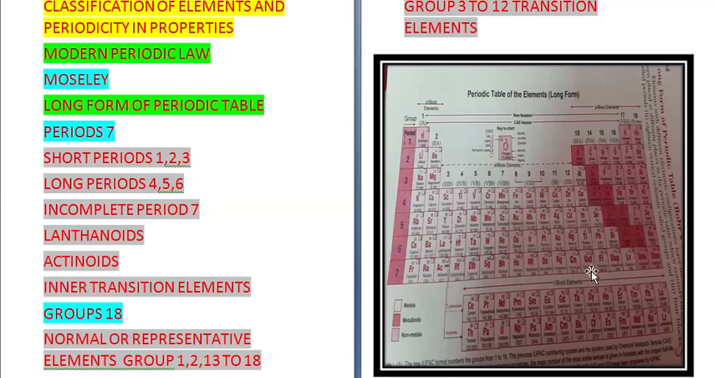According to this, there were 7 horizontal rows. See, 1, 2, 3, 4, 5, 6, 7. 7 horizontal rows, 18 vertical columns, and there were 4 blocks. These 7 horizontal rows are called periods. These 18 vertical columns are called groups, and the whole of the periodic table is divided into 4 blocks. We will be studying in detail about all these blocks.